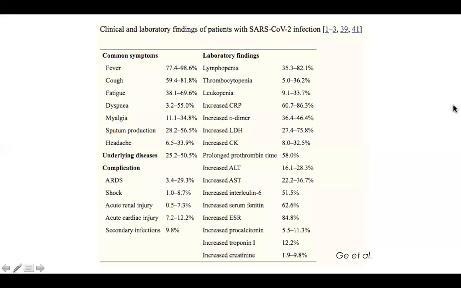This was a great paper. It reviewed all of the lab findings of people who had COVID-19, and you can see that you have the lymphopenia. Thrombocytopenia, again, even though there's increased platelets, thrombocytopenia refers to platelet levels. There's increased coagulation, so they may seem decreased because they're clotting so much. Leukopenia, increased CRP, D-dimers, LDH, prothrombin time, and all of your ALT, AST, which are your transaminases, your liver enzymes. So I'll send this over as well.